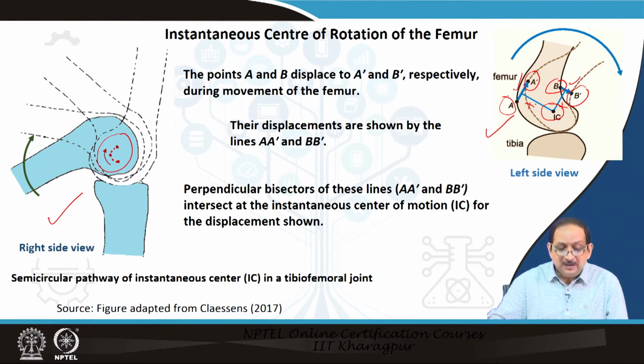Now, clinically, a pathway of the instantaneous center for a joint can be determined by taking successive radiograph images of the joint in different positions, usually at small intervals of around say 10 degrees, but it has to be taken throughout the range of motion in one plane, and thereafter we can apply such a method for locating the instantaneous center of rotation for each interval of rotation.